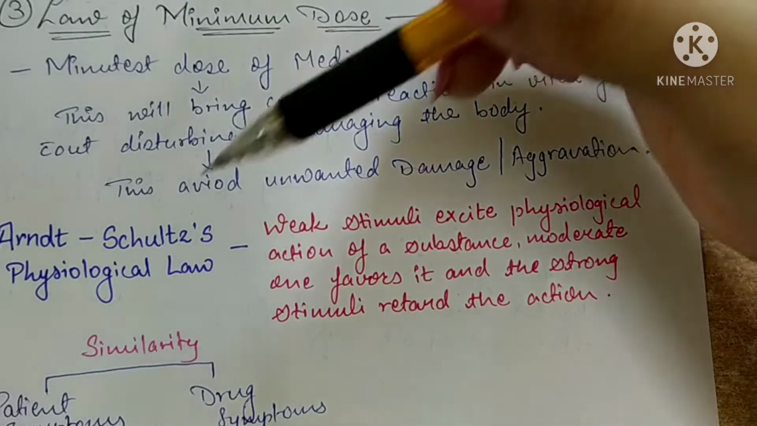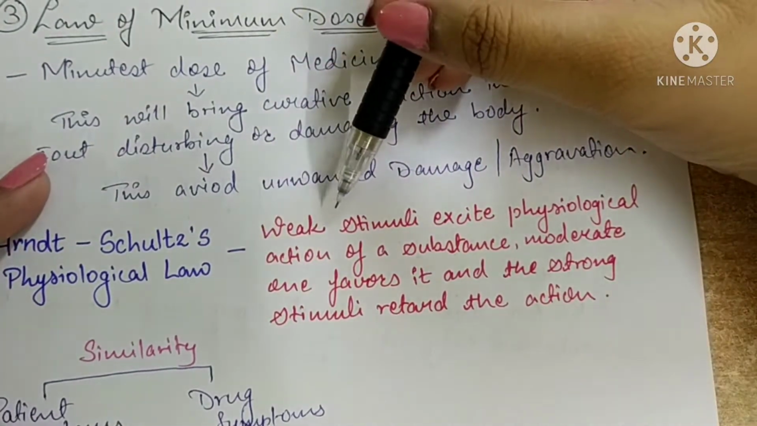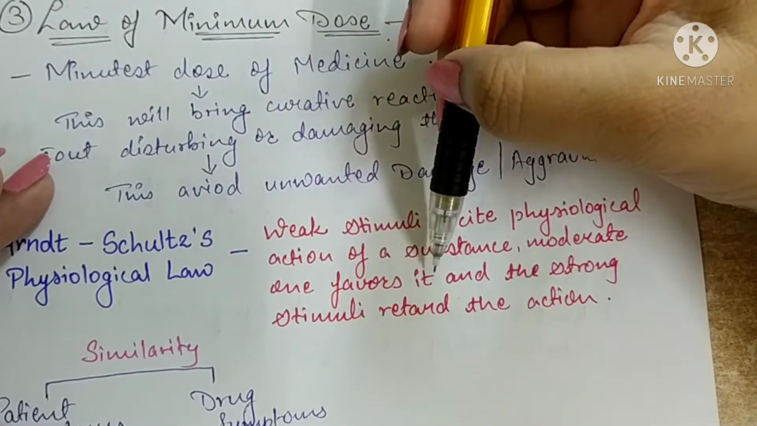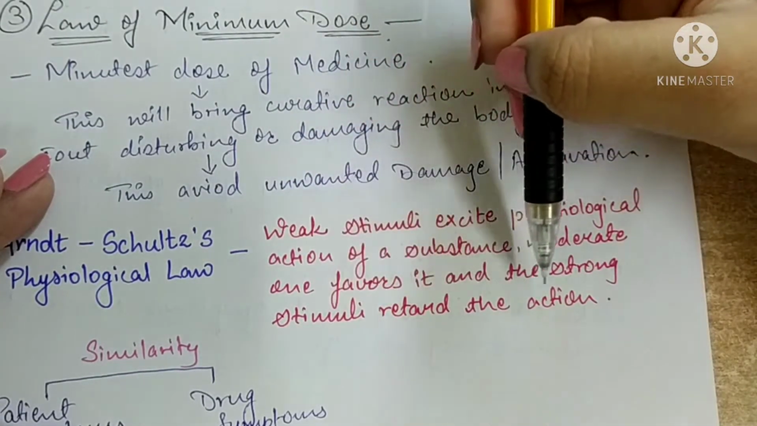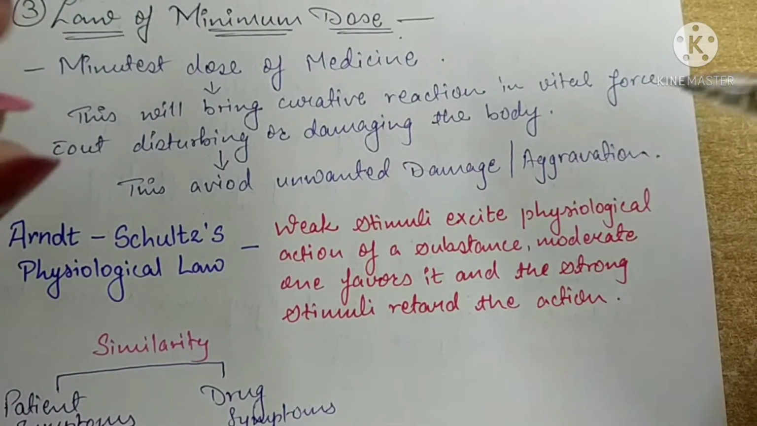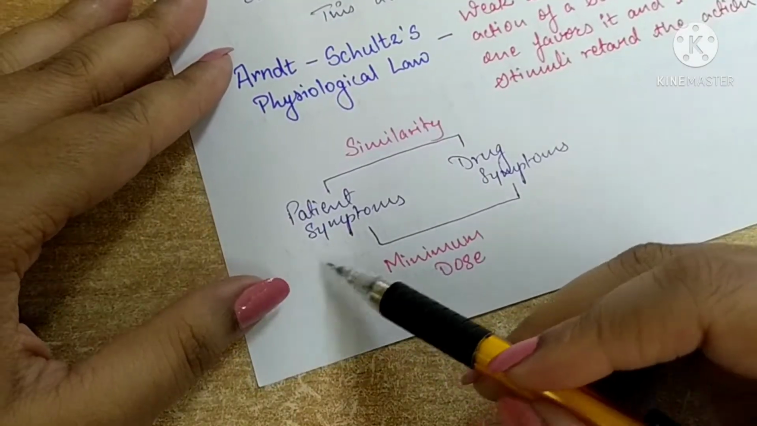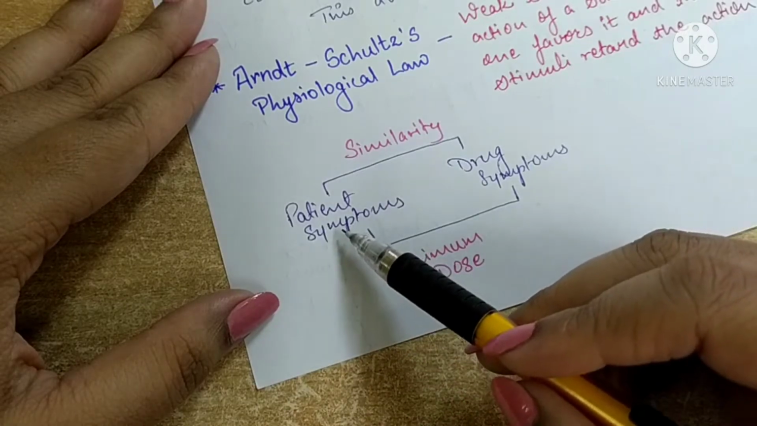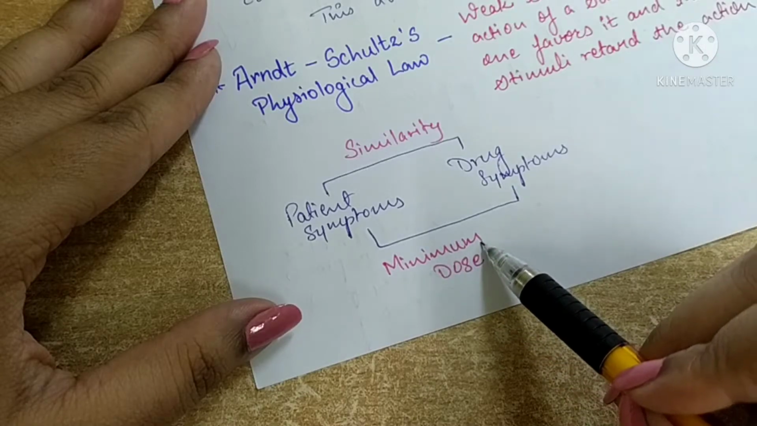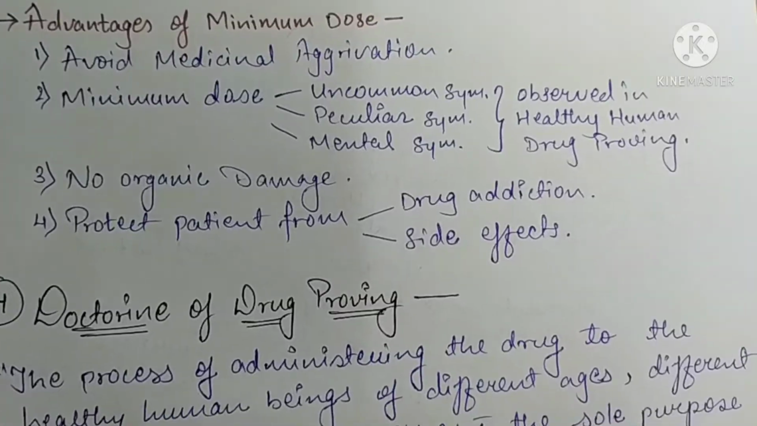This law is derived from the Ernst Schultz physiological law. He tells that weak stimuli excite the physiological action of a substance, moderate ones favor it, and strong stimuli retard the action. Now what does this law mean? It is very simple: this law means that the greater the similarity between the patient's symptoms and the drug symptoms, the minimum dose, or a minimum quantity of a dose, will only act as a proper medicine.